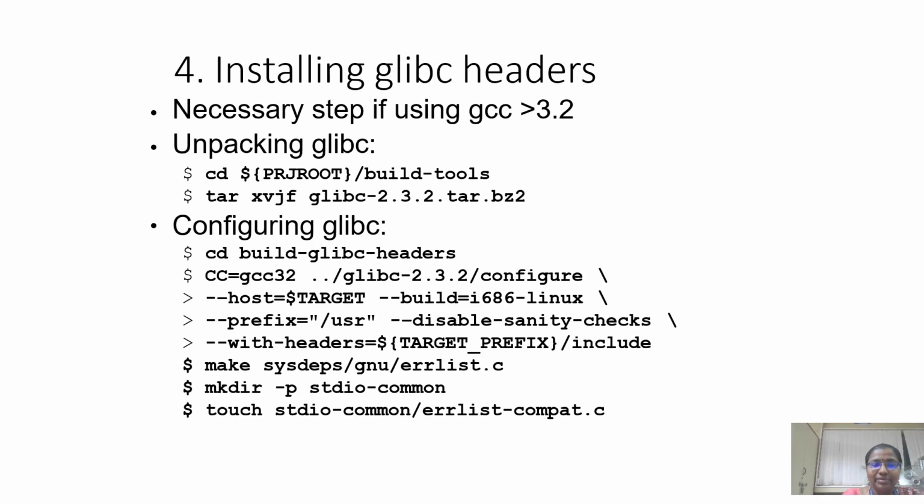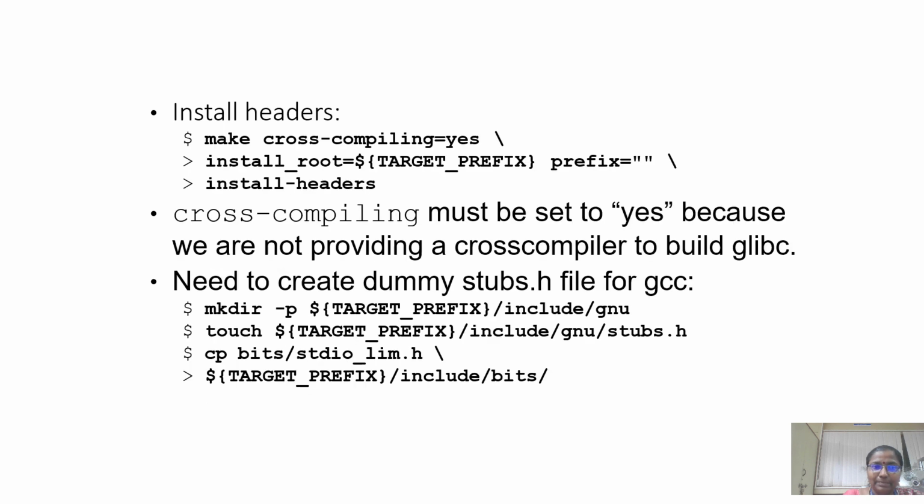The next step is installing the glibc C library header files. For that, you have to download from the website the recent version of GCC, and then the first step is to unpack using the tar command, configure using the make command, and then install using make install.